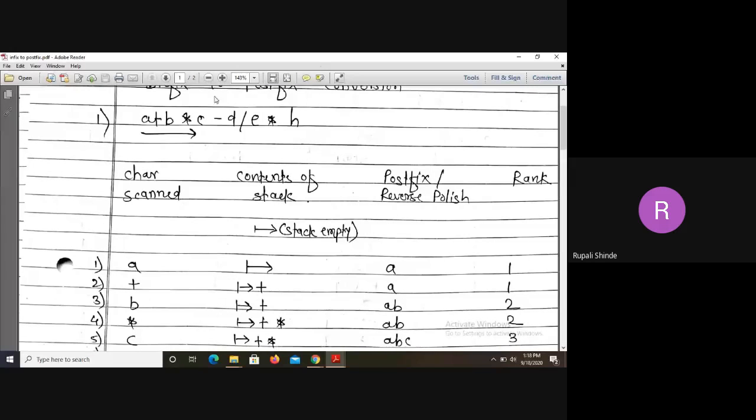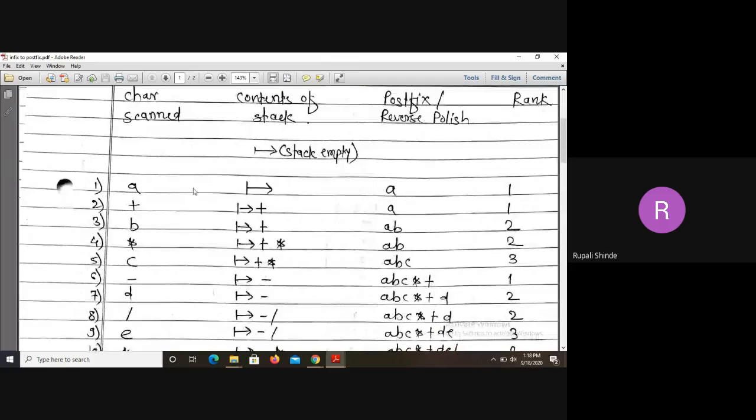So next character is D. D is an operand. That's why we have to write this directly into postfix form. That's why D is written here and your stack remains the same. So again find the rank of this expression as 1, 2, 3, 4. 4 minus 2 is equal to 2.